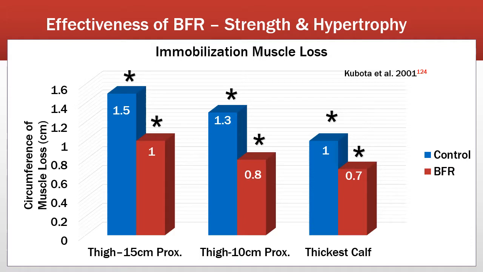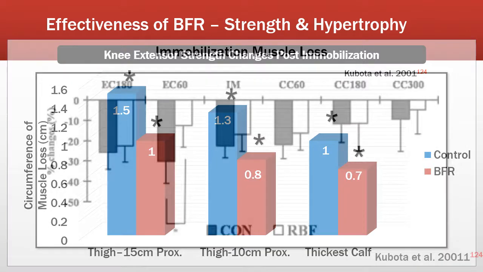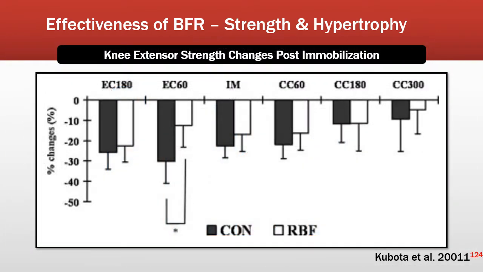Okay. Very similar results, even with a lower amount of BFR occlusion, right? You're looking again at the same outcomes: thigh 15 centimeters proximal to the patella, thigh 10 centimeters proximal to the patella, and the thickest portion. Here you see the outcomes for knee extensor strength pre and post immobilization. Though the effects were not statistically significant, with the exception of eccentric at 60 degrees, there was across the board preservation of the muscle strength in relationship to the control. However, it was not statistically significant.